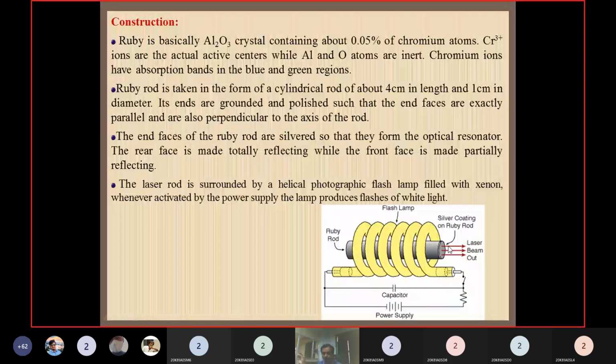Now the next point: the laser rod is surrounded by a helical photographic flash lamp filled with xenon. Whenever activated by the power supply, the lamp produces flashes of white light. See here, this is the helical xenon flash lamp, and inside it the ruby rod will be there.